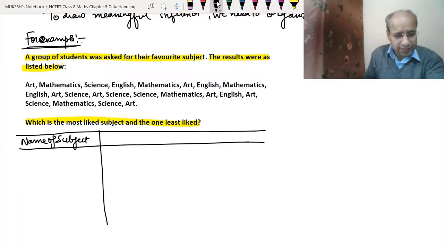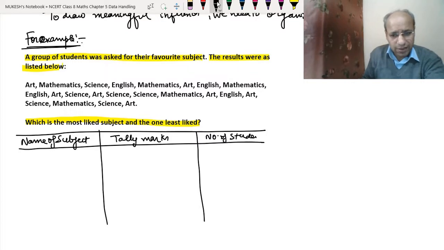Okay. And in the second column, we will write the tally marks. Tally marks means we will give 1 mark against that. And then we will write the number of students. Now, first let us see what are the different subjects.